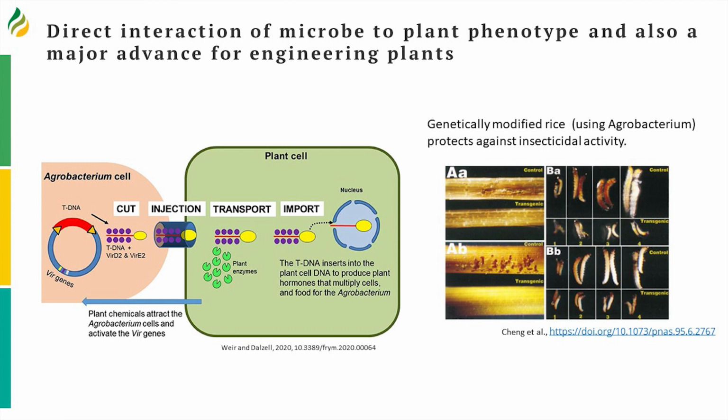In fact, in this natural sense of how to make tumors, that information being put into the cells, now we can decide what gets put into the plant cells. And so this bacterium has been used, for example, to insert genetic code that protects against insecticidal activity. And so this is a great example of one of the first things that showed direct plant-microbe interactions.